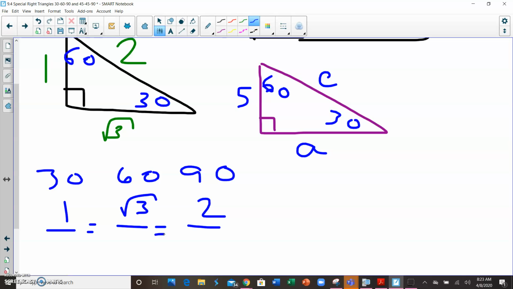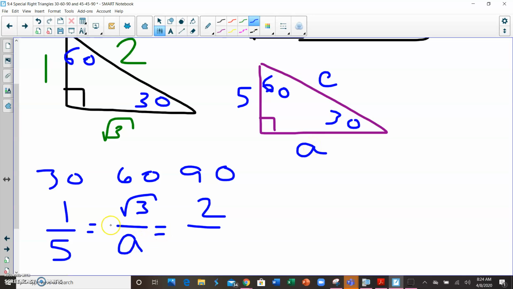All right, in our new triangle over here, what is across from the 30? Across from the 30 is a 5. So underneath the 1, underneath the 30 degrees, is going to be a 5. Okay, what is across from the 60? Across from the 60 is A, so we're going to put an A there.